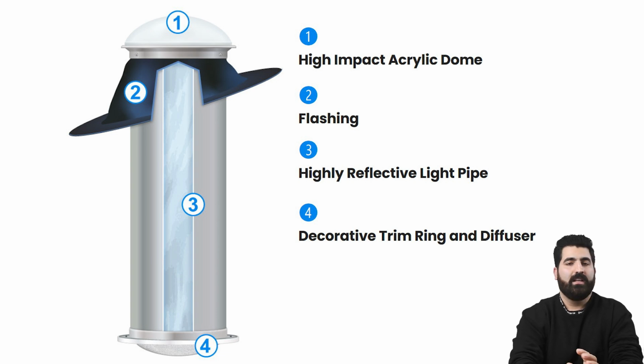At first, we can see the materials that are used for installation. The first is a high impact acrylic dome. The second is flashing. Third is a highly reflective light pipe, and the fourth is a decorative trim ring and diffuser, as you can see.